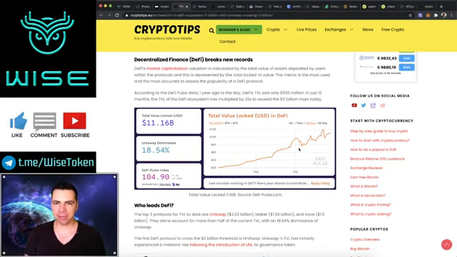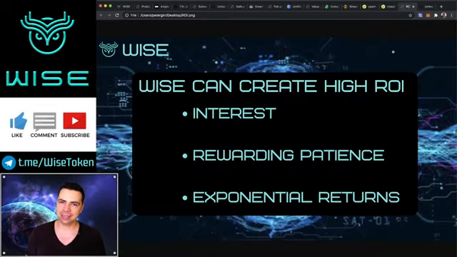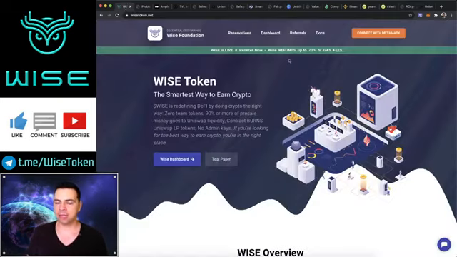There's tons of money coming in, and this is one of those projects that's actually sustainable, because it's fair and it can give you great return on your money. So this is one that you're going to want to get in earlier than later. So come on over to Wise.